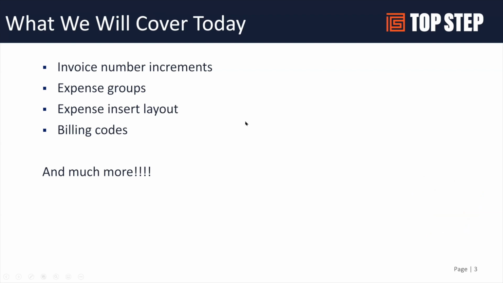Okay, so this is a handful of the bullets that we're going to talk about today. There's actually other topics that are related to these, but there are too many to list. So we're going to highlight some of the invoice number options, some of the invoice groups and invoice layout options on OpenAir invoices, and then billing codes. But again, there's a lot of other items we're going to talk through today. These are just a sampling of them.